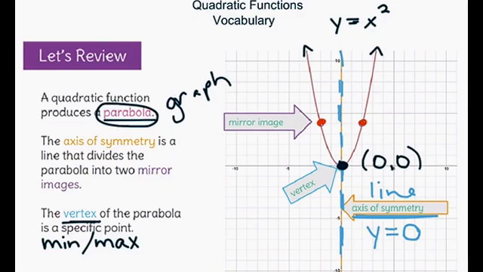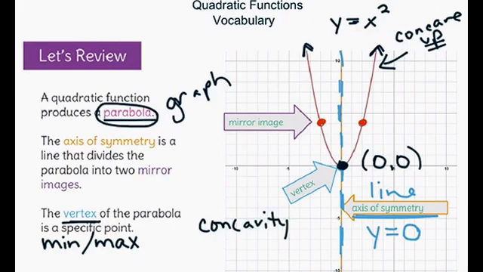Now, the way that the graph opens, this is concave up. This is concave up because the arrows are going up. It's like a cup, all right? If you could pour water into it and it would hold it, it is concave up. Now, we refer to the direction that a parabola is opening as concavity. So it's either going to be concave up, or concave down.